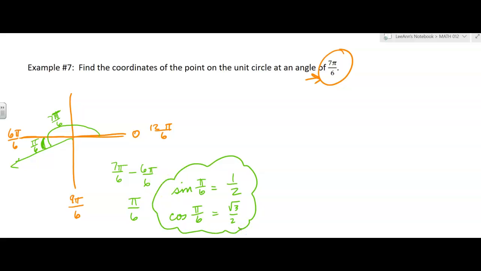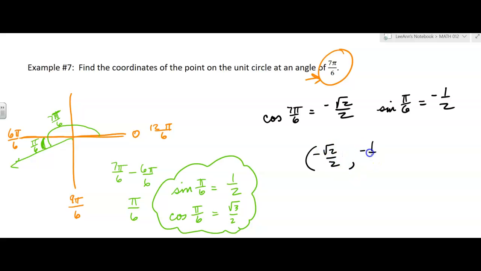Okay, so now I have to know which one's positive and which one's negative. So they're both negative, right? I'm in the third quadrant. Okay, so cosine of 7 pi over 6 is going to be negative square root of 3 over 2. And then sine of 7 pi over 6 is going to be negative 1/2. I have to put them in the right order. So the coordinates are going to be negative square root of 3 over 2 and negative 1/2.